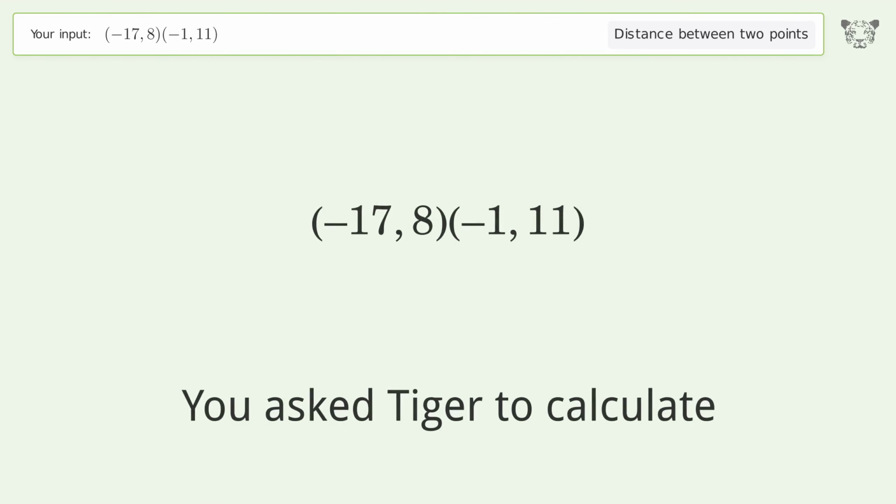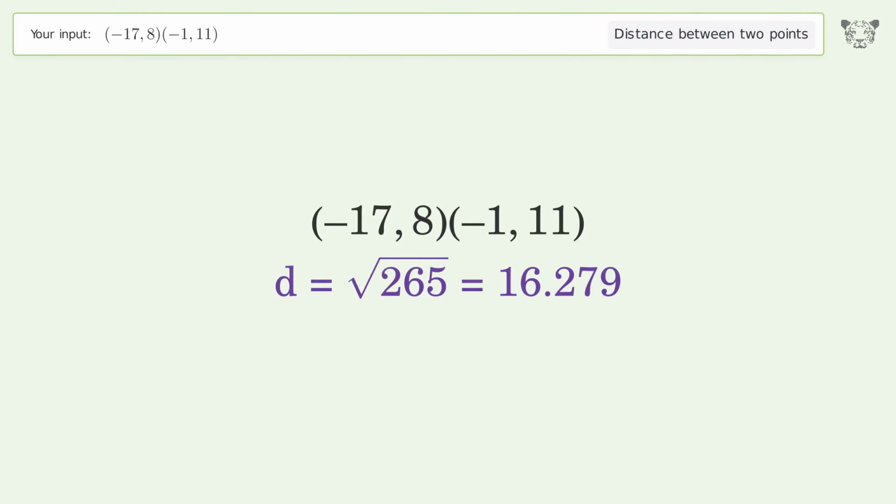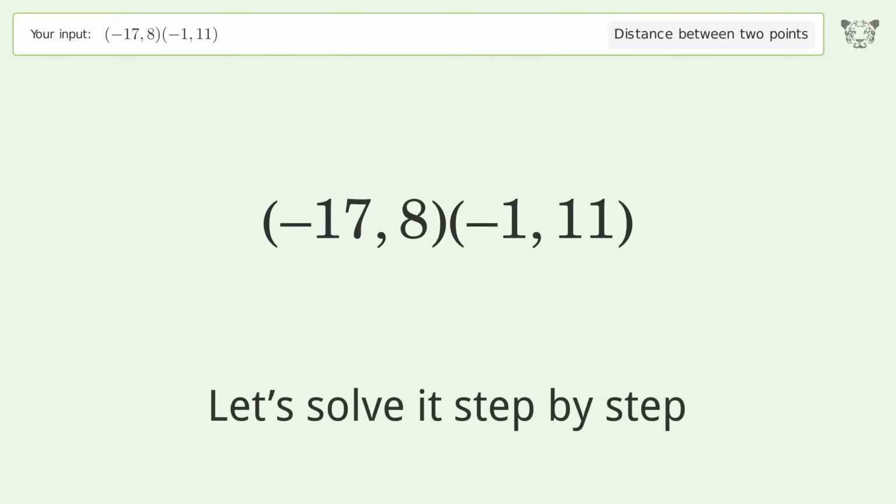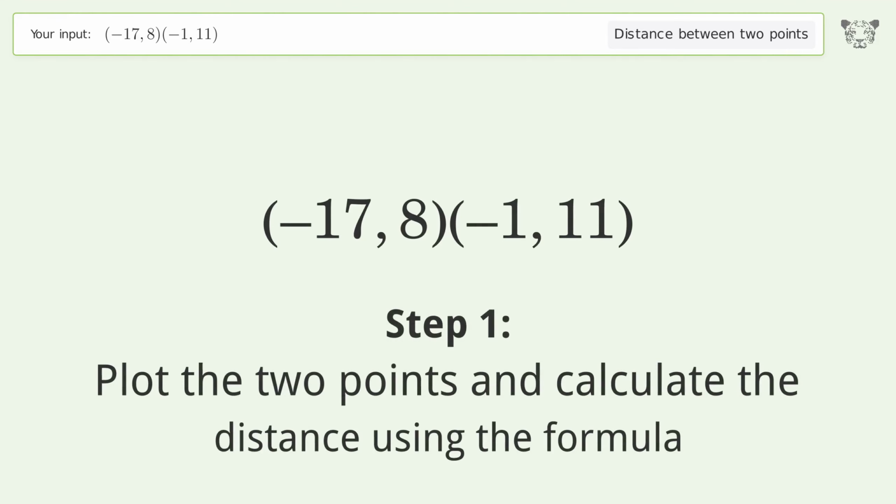You ask Tiger to calculate. This deals with the distance between 2 points. The distance between the 2 points is the square root of 265, or 16.279. Let's solve it step by step. Plot the 2 points and calculate the distance using the formula.